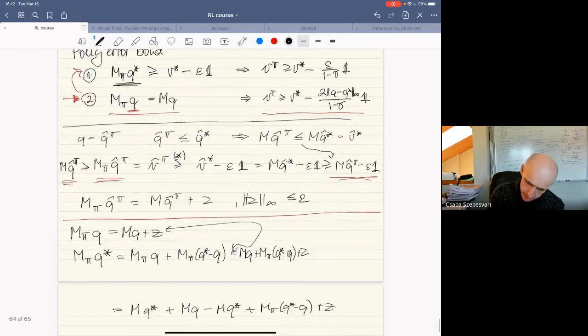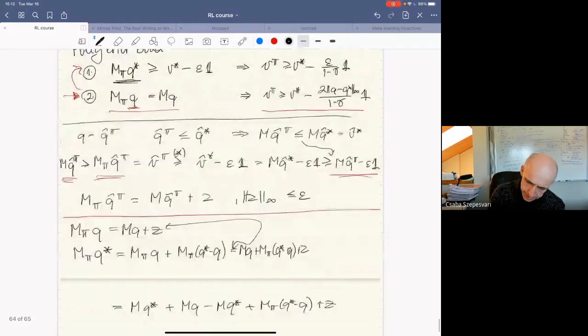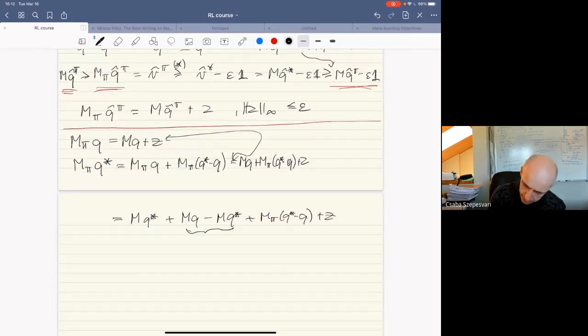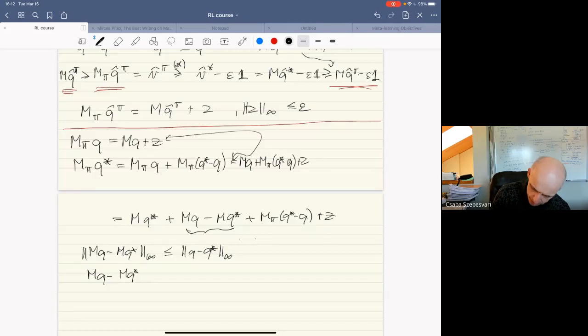All right. And so we need to lower bound this by some constant times the all ones function. So this guy can be lower bounded by the difference between these two in infinity norms times 1. Okay, so let's do it this way. This is too messy. So MQ minus M Q star in infinity norm is upper bounded by just Q minus Q star in infinity norm. Therefore, MQ minus M Q star is lower bounded by the negative of Q minus Q star in infinity norm times 1.